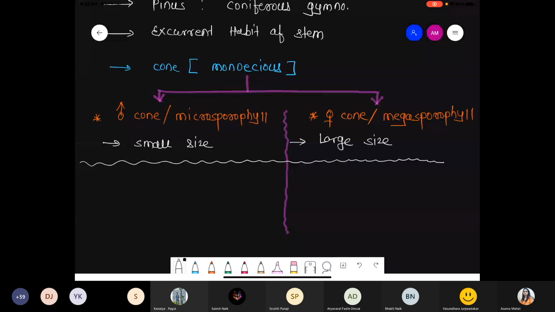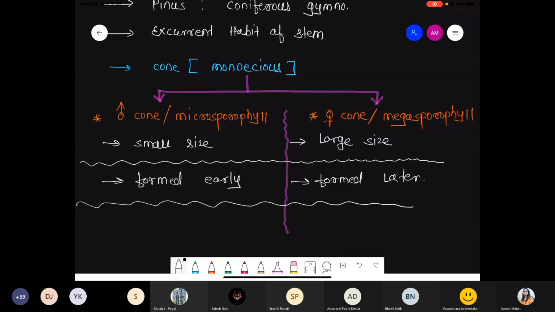It's not necessary. Similarly, in the case of Pinus, the male gamete, that is the pollen grain, or the male cone, forms first and matures first. So the male cone basically forms during the early stage, and the female forms at a later stage. So which one forms first? During the early stage the male forms and the female forms later. So the developmental time varies, right?